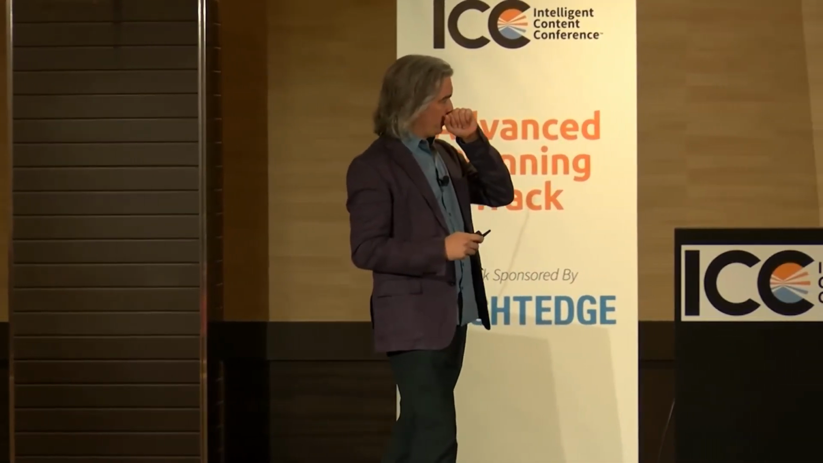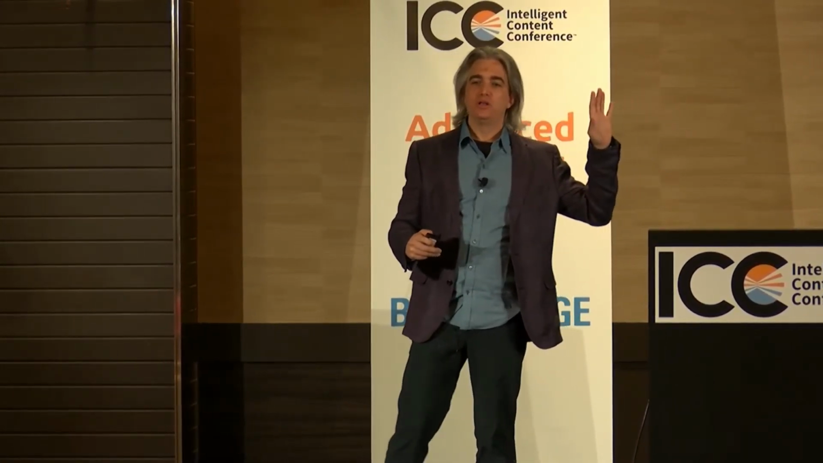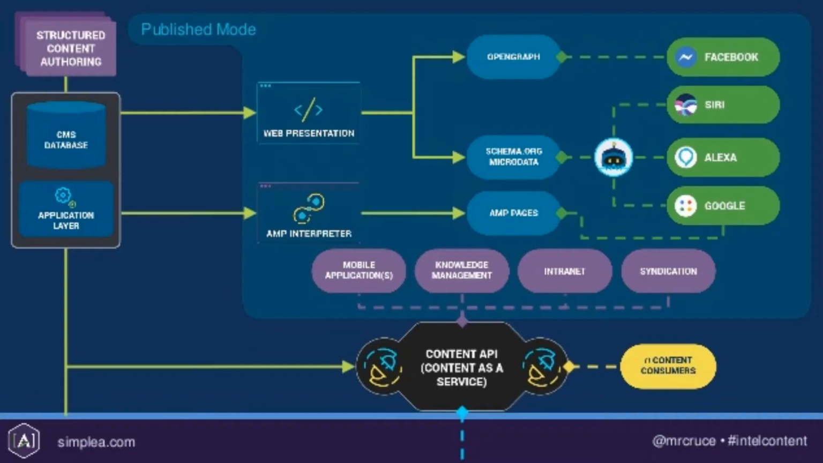But of course, we also started needing to be able to get content to other channels internally. So we've got knowledge management systems and intranets. But then externally, we've got mobile applications that might be on iOS and Android. And then we also need to syndicate the content beyond to third-party publishers. So how do we do that?